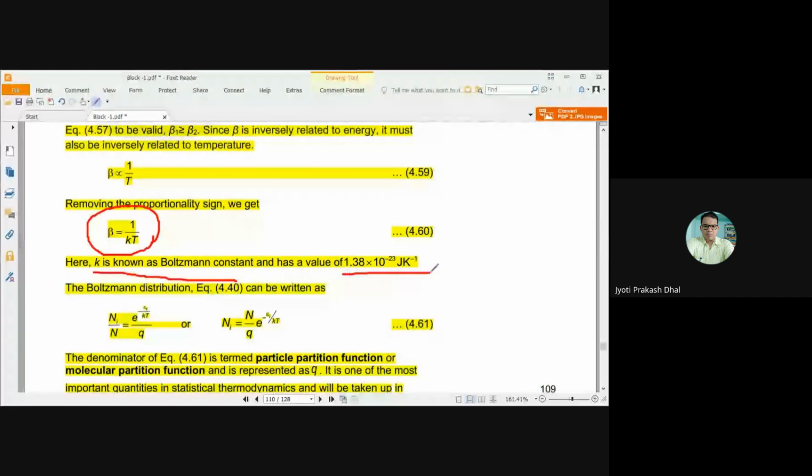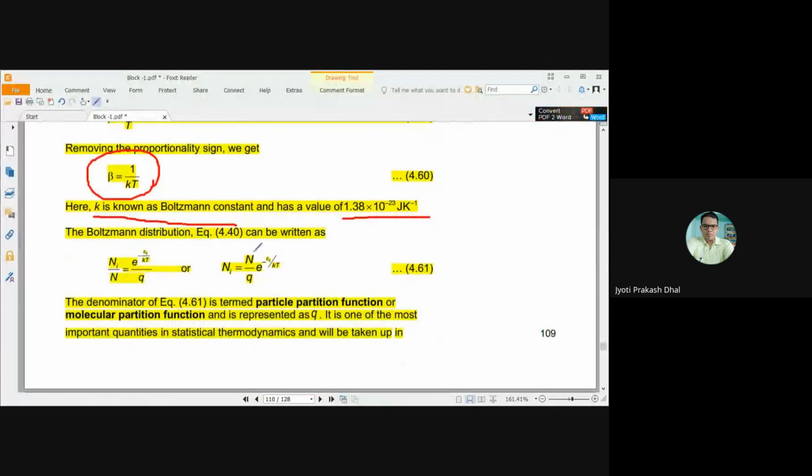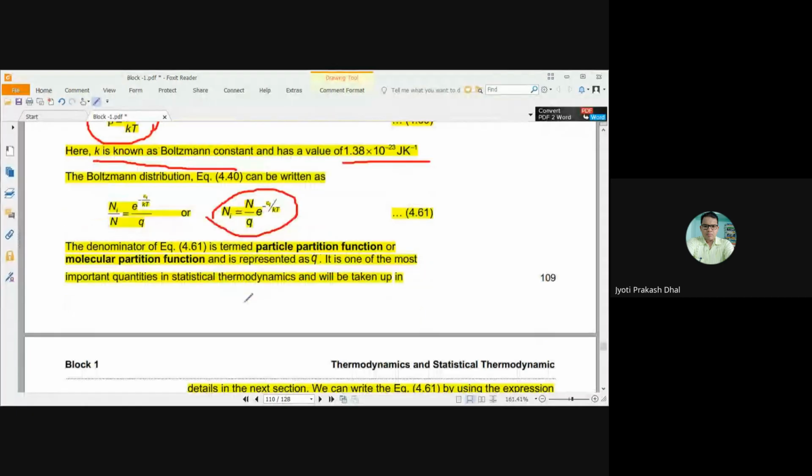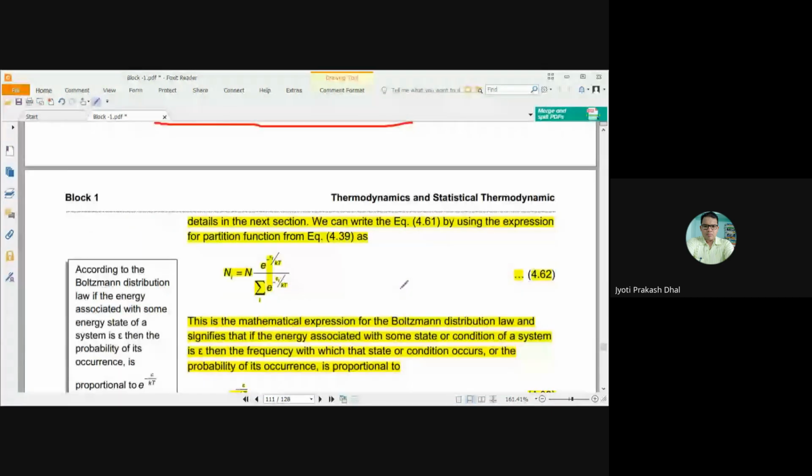Now the Boltzmann equation 40, whatever we have discussed, can be rewritten as Ni equals N by q into e to the power minus epsilon i divided by kT. The denominator of this equation is termed the particle partition function or molecular partition function, and it is represented as q. It is one of the most important quantities in statistical thermodynamics and will be taken up in detail in the next section. So partition function will be another long question that we will discuss.